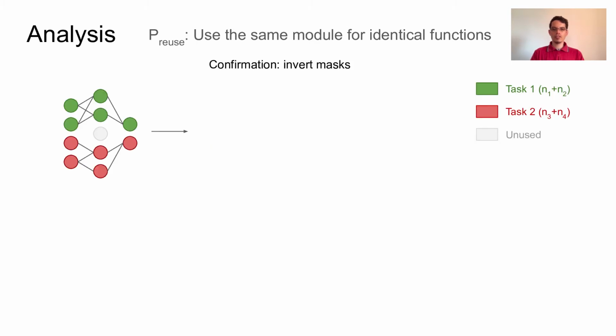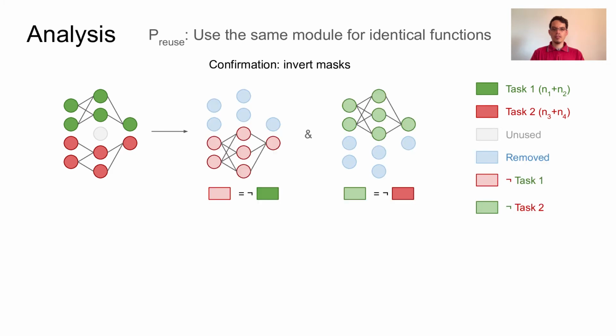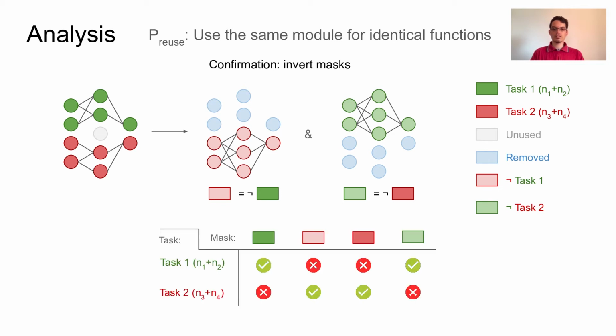To verify whether the found modules are truly separate, we take the masks responsible for individual tasks and invert them. If the separation is nearly perfect, the inverted masks should perform well on the complementary tasks. Otherwise, this would destroy the performance on both tasks. Indeed, the inverted masks worked perfectly on the opposite tasks, confirming their separation.